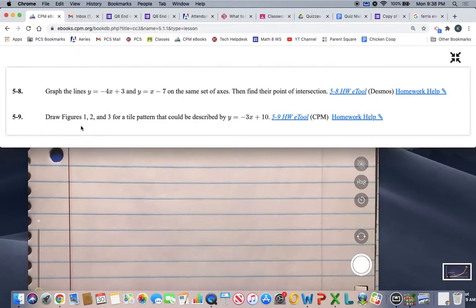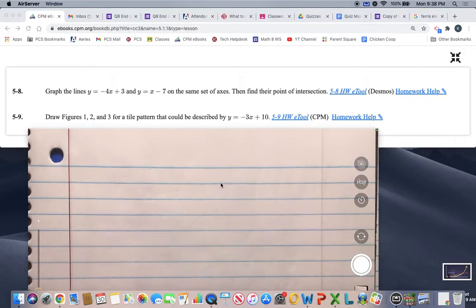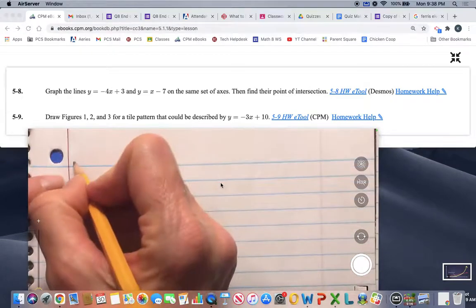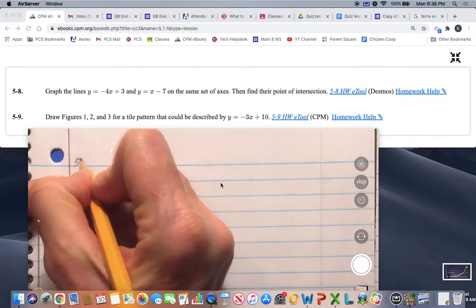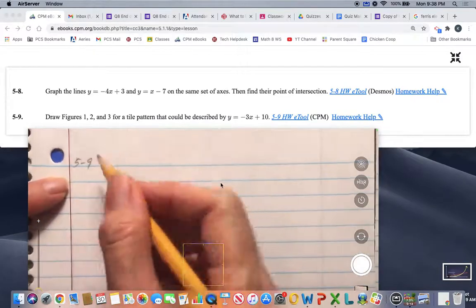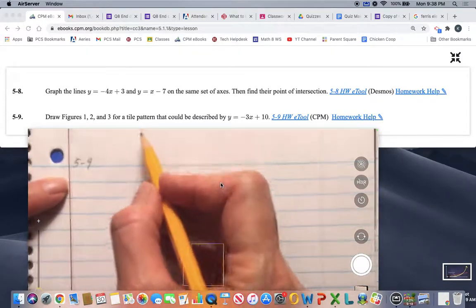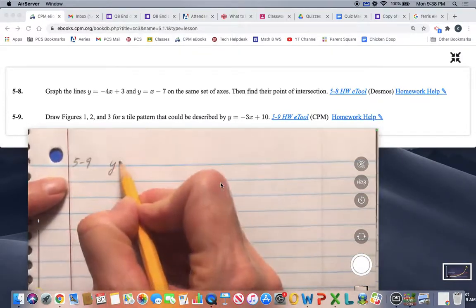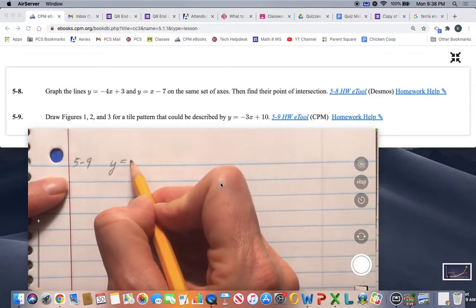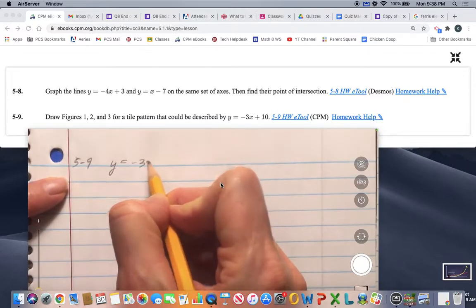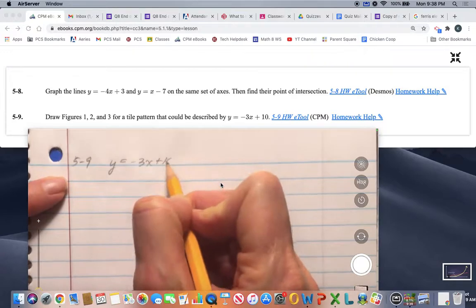5-9. Draw figures 1, 2, and 3 for a tile pattern that could be described by y equals negative 3x plus 10. Okay, so let's start out by writing down the original equation, which for this pattern is going to be y is equal to negative 3x plus 10.